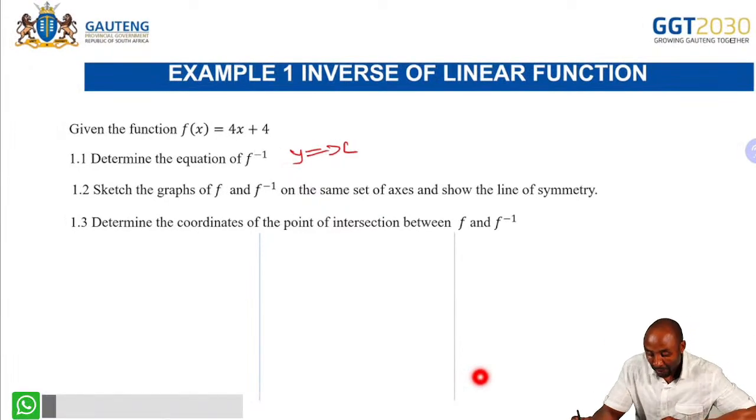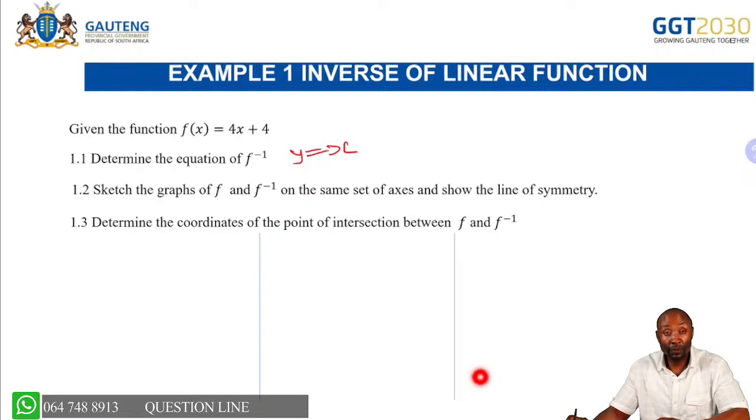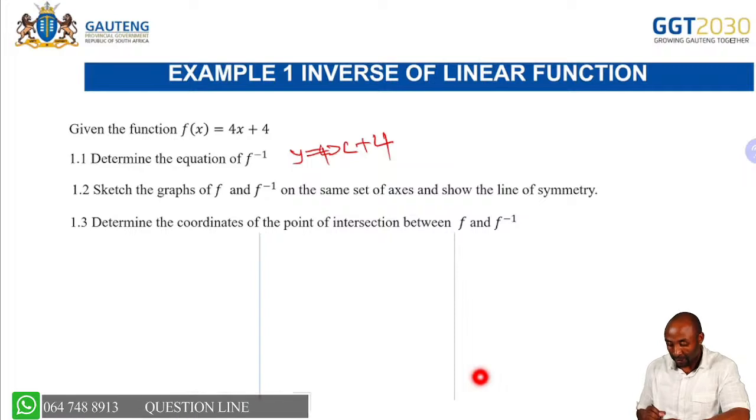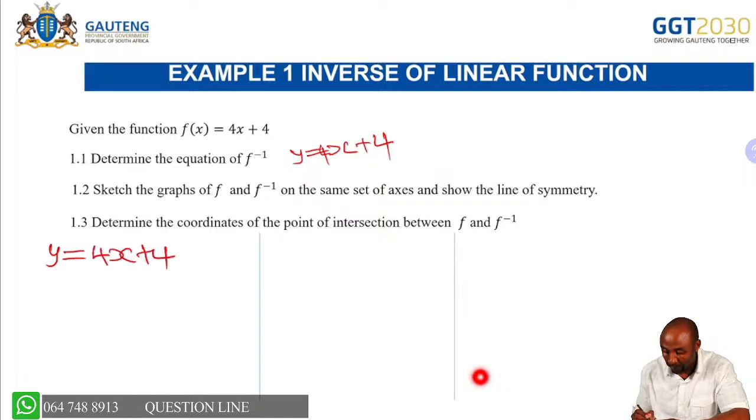Welcome back. I hope you have managed to get the inverse function. So now, remember we said the steps where there's f of x, we replace with y and write 4x plus 4. The next step, we interchange x and y. So this becomes x is equal to, where there was y, I'm now putting x, and where there was x, I'm putting y, 4y plus 4.